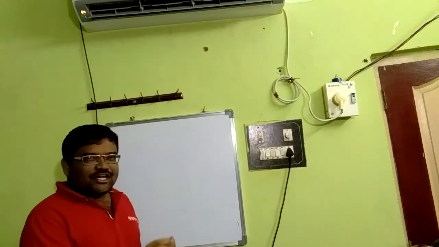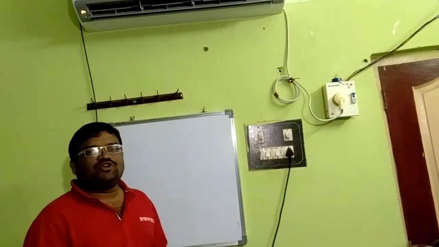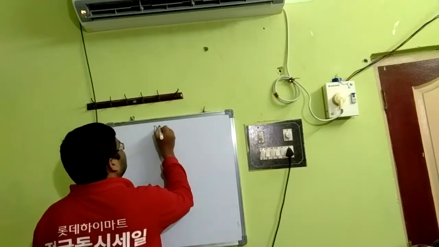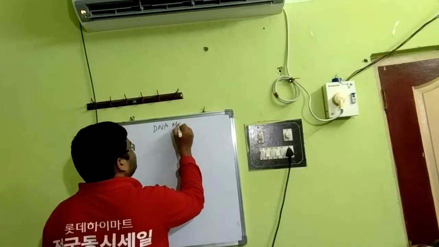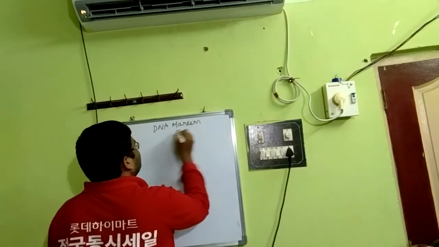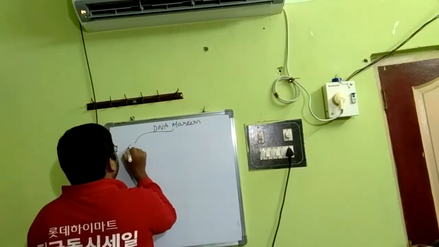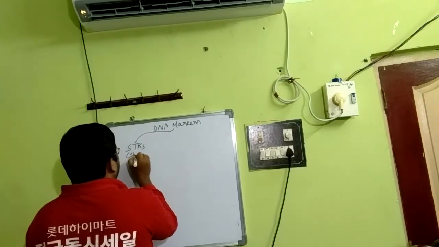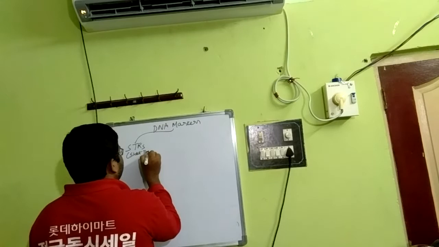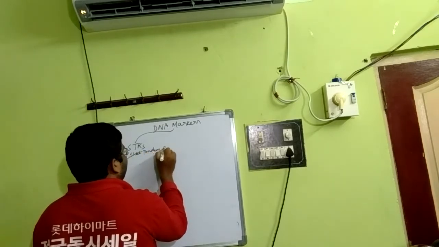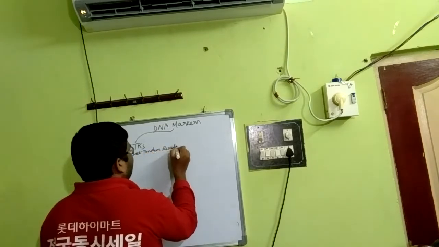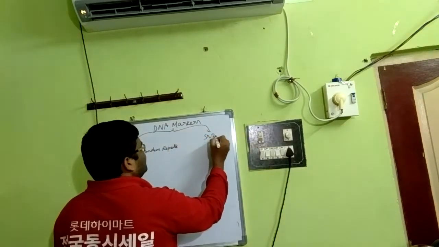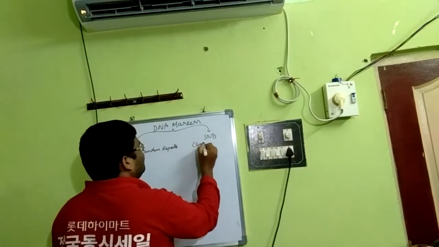Hello friends, in continuation to our yesterday's class, we shall discuss DNA markers. Today we are going to discuss two important markers, STRs, short tandem repeats, and SNPs, single nucleotide polymorphism.